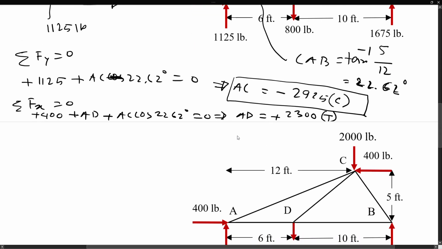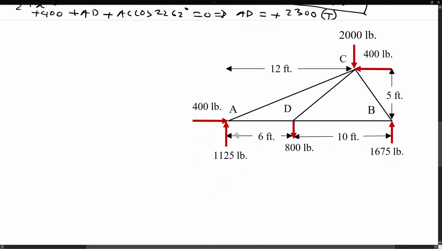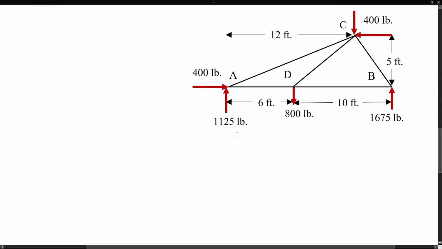Next, we're going to look at point C. Then we'll have all the forces of this member. We know AC, AD, BD, BC. The only force unknown is CD. So we're going to look at that now. So look at point C.